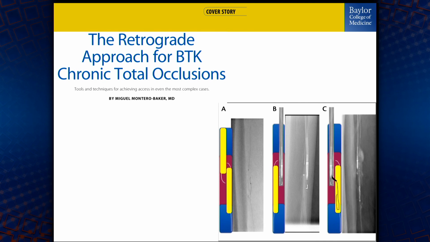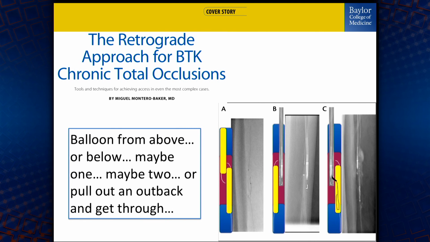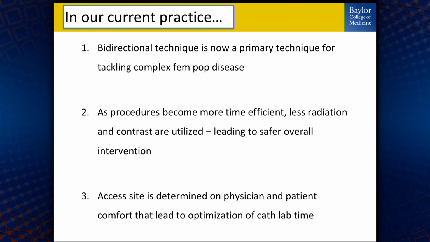Now, I'm not a cardiologist, I'm a vascular surgeon, so I just call it a balloon from above, a balloon from below, or maybe one or maybe two, or pull out an Outback and get through. So there's a multitude of ways that you could try to tackle these lesions. In our current practice, I can tell you that bidirectional technique is now a primary technique for any complex lesion. We don't diddle-daddle around with antegrade axis only or above and below.